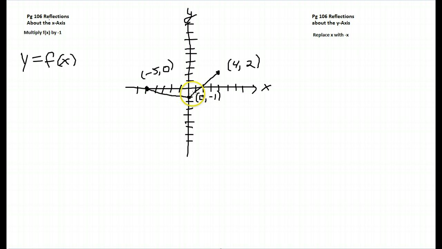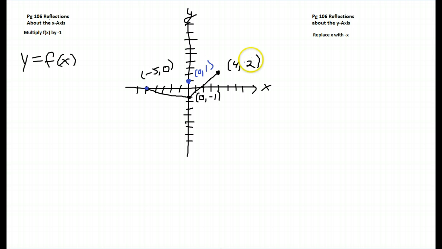about the x-axis. So if I take this first one, the y coordinate is 0. If I multiply 0 by -1, I still have 0. So I will still have the point -5, 0. On my second point, I take the y coordinate -1 and multiply it by -1. -1 times -1 becomes +1. So we have the point 0, +1.